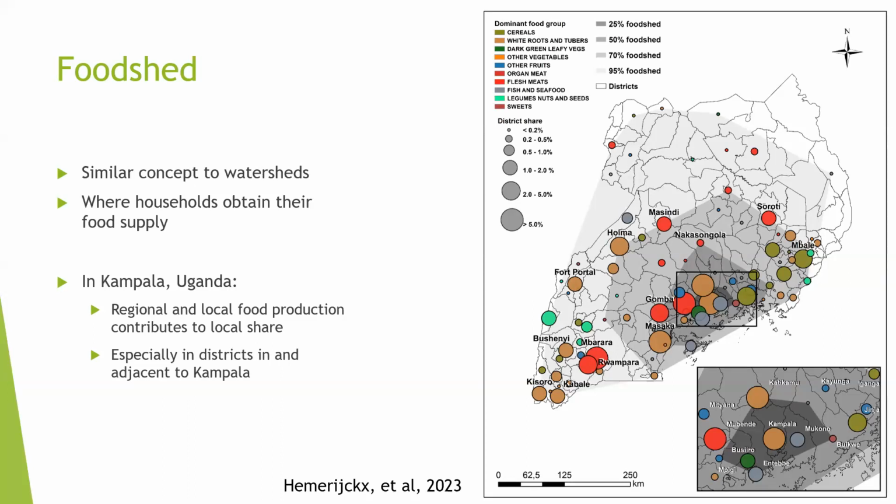And in Kampala, Uganda, we found that there is regional local food production that contributes to a local share. The majority of the food that is supplied to consumers is actually locally produced and locally sourced. This is especially true in the districts in and adjacent to Kampala, the capital city of Uganda. And so this represents where the food sourcing is coming from and where it's going.